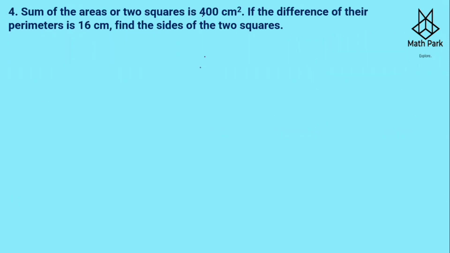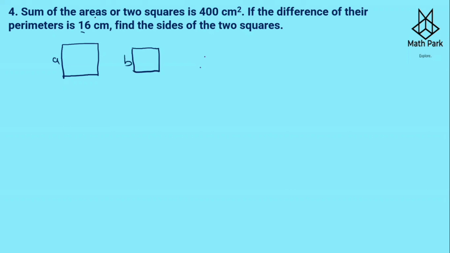Sum of the areas of two squares is given as 400 centimeter square. If the difference of their perimeters is 16, find the sides of two squares. So let us take two squares and let us take the side of the square as A, and let us take another square where the side of the square is B.